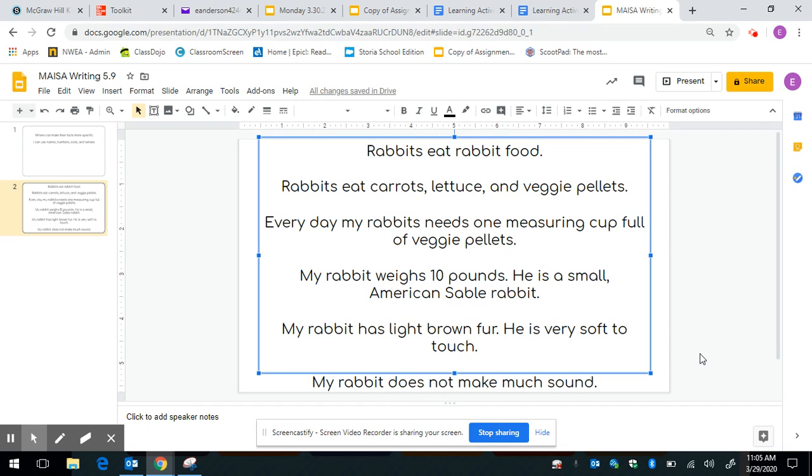Obviously, I wouldn't use all of my senses when talking about a rabbit, right? But maybe you're telling me about your favorite kind of food. Then you would use your senses of taste or smell. You could tell how a rabbit smells. I don't think it would be very good.